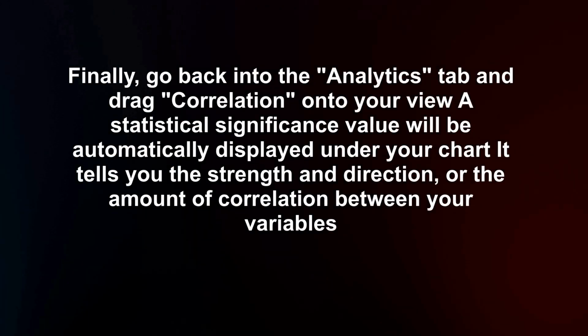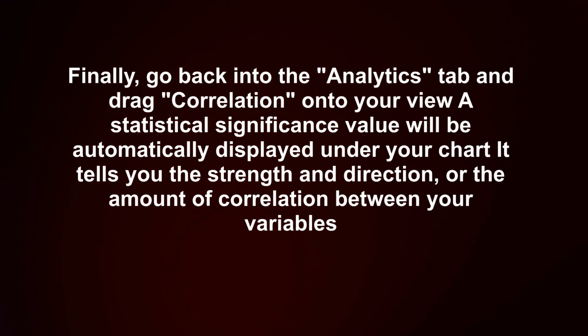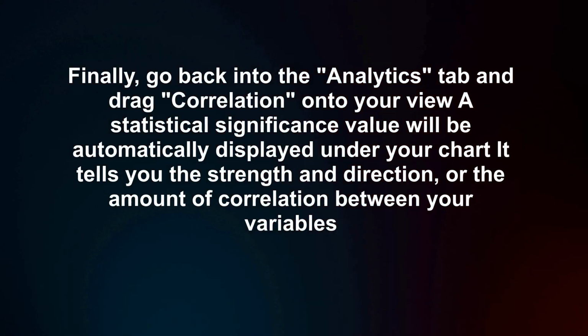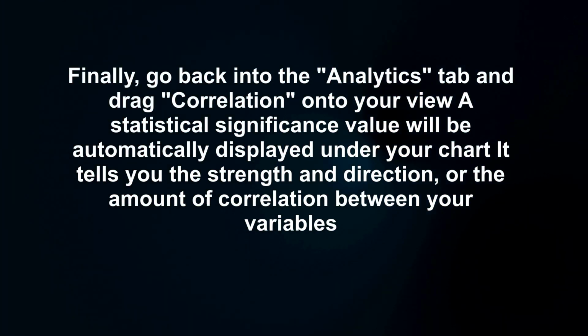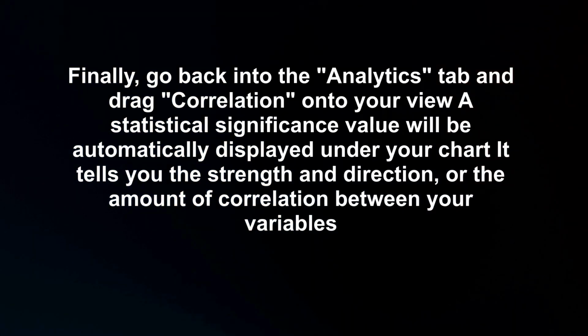Finally, go back into the Analytics tab and drag correlation onto your view. A statistical significance value will be automatically displayed under your chart. It tells you the strength and direction, or the amount of correlation between your variables.